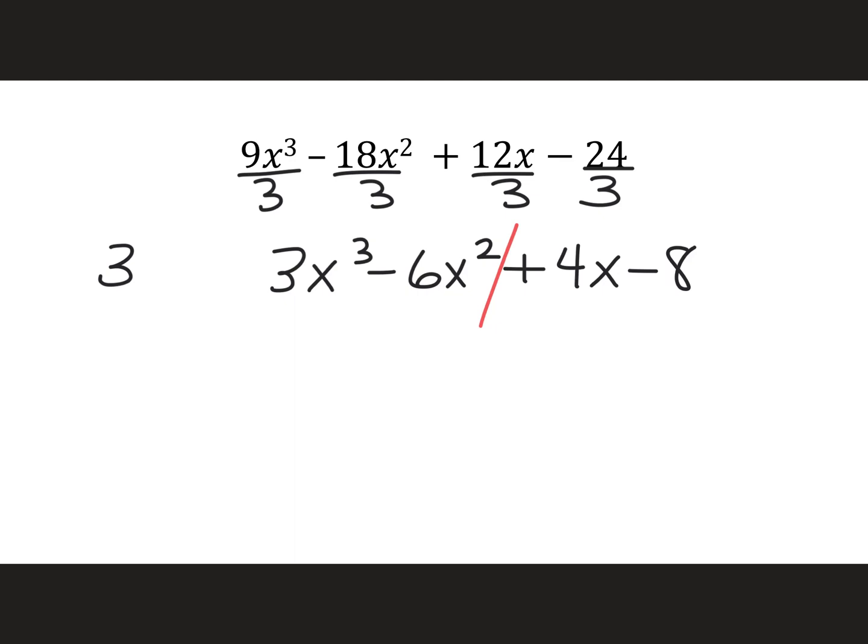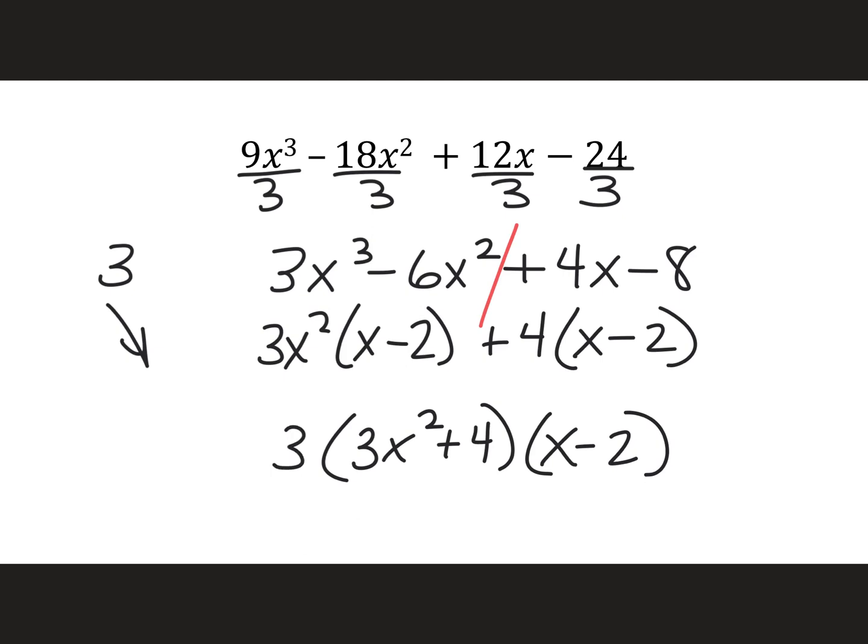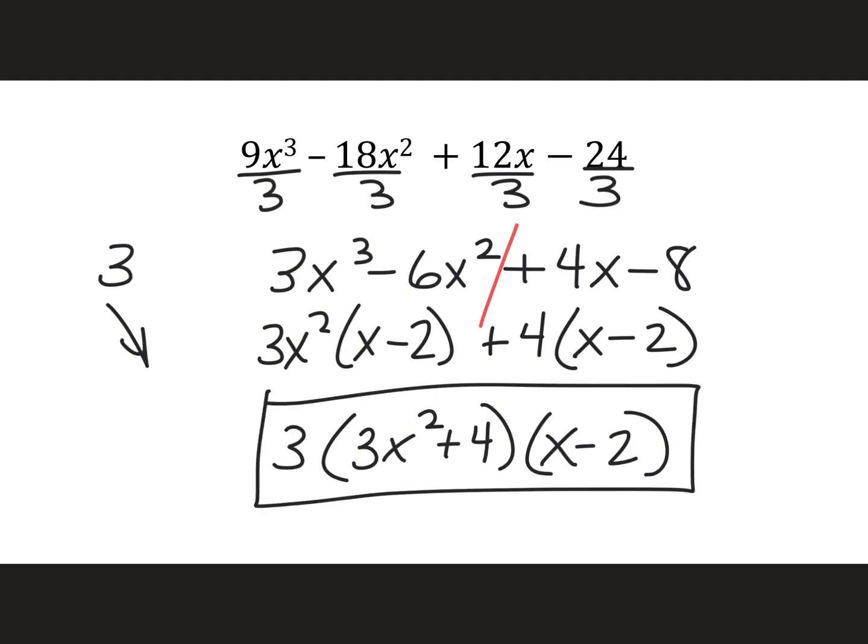The first group, I'm going to look at it. I can pull a 3 and I can pull an x squared. So then I have an x left minus 2. Here I can pull a positive 4. And then I should have an x minus 2. Alrighty. So 3x squared plus 4. Those are the ones on the outsides of the x minus 2's. And then this 3 has to be part of it. And there you go. That's the final answer.